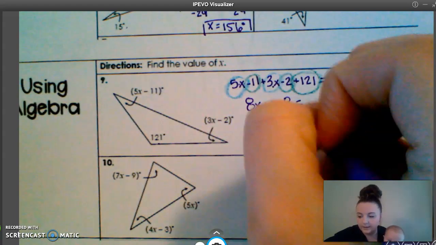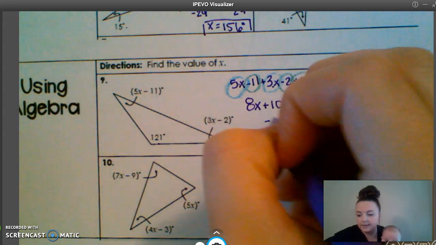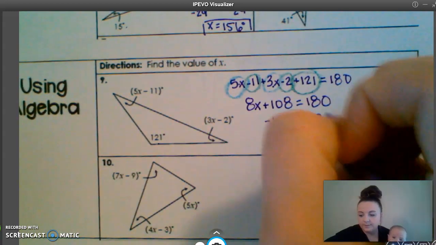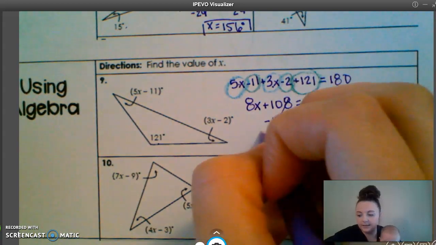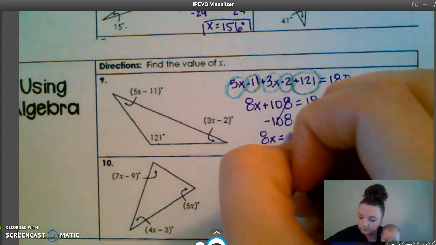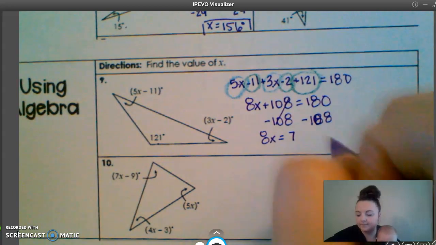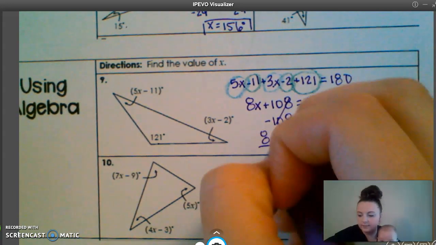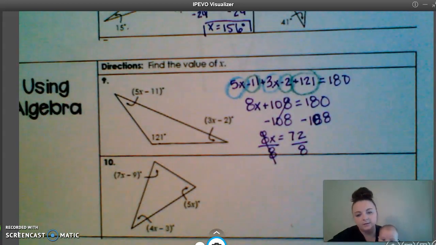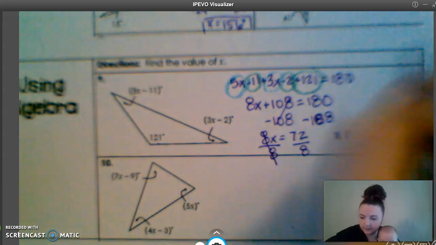Okay. And that equals 180. Now we're sitting at a two-step equation. So if you subtract 108 from both sides, those cancel and you've got 8x equals 72. Then divide by 8. And what is 72 divided by 8? 9. So x equals 9.